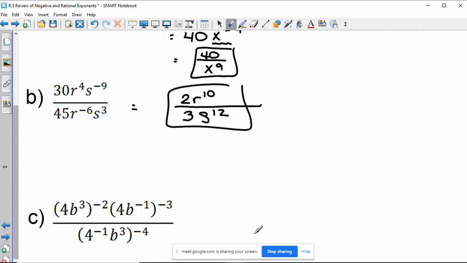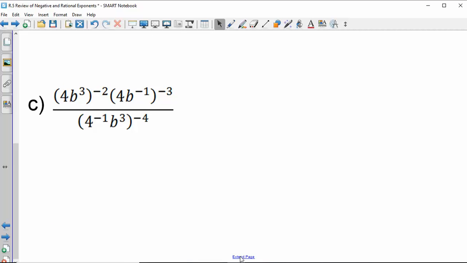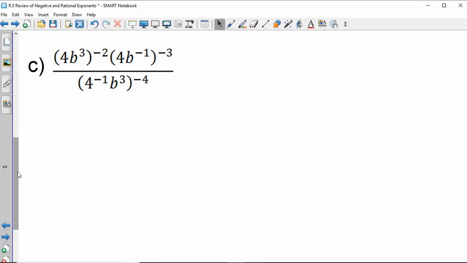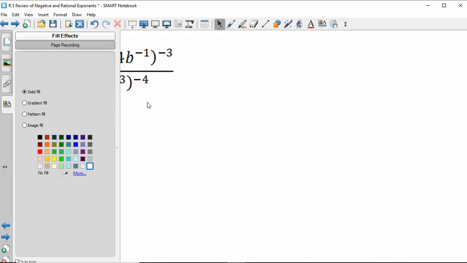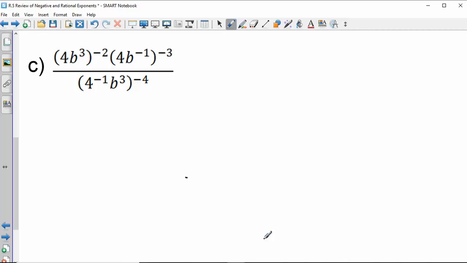Alright, let's do a really ugly one. There is not just one right way to start these problems. So a lot of different places you can begin. I am going to start, I think, by just distributing these exponents through. This -2, you have to take it to both the 4 and the b. Remember, if there's no exponent written on the 4, it's just like a 1.